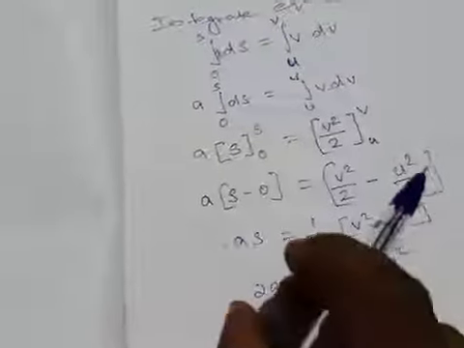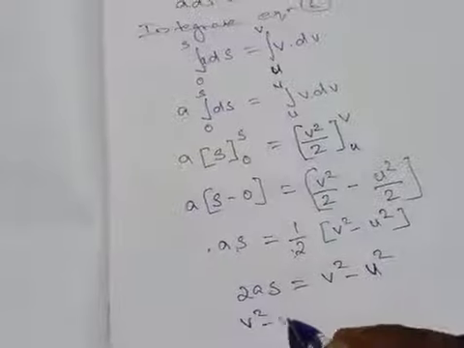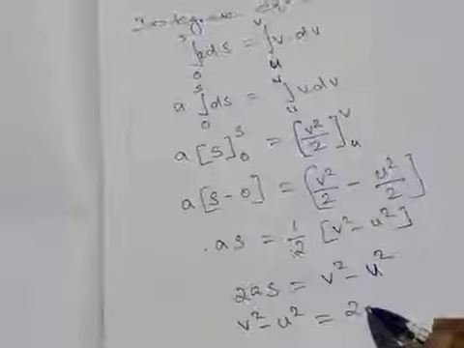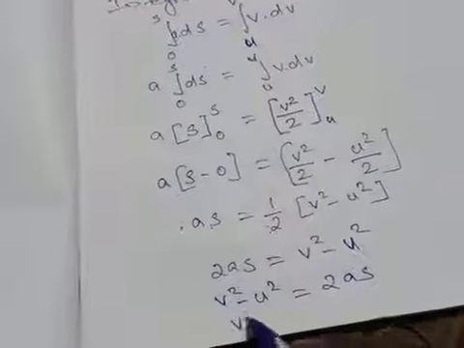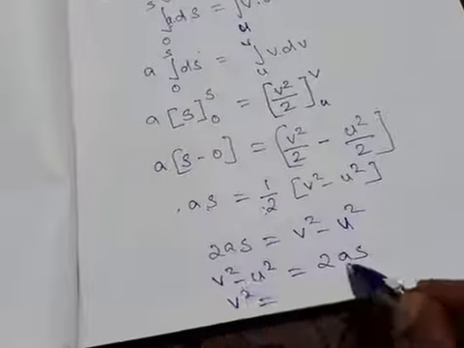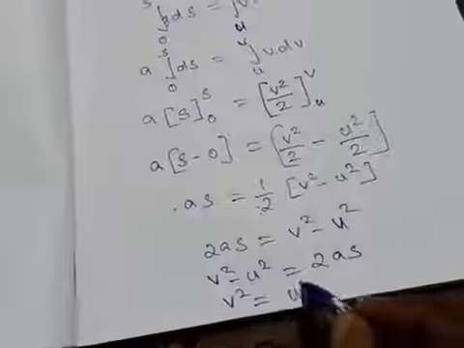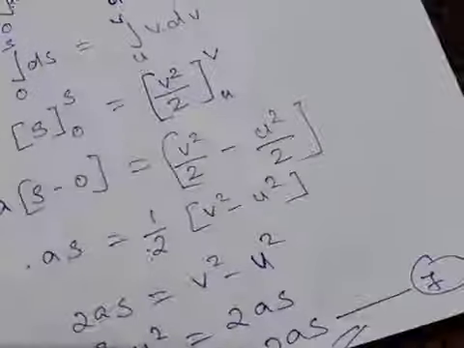Now take this on this side, 2as another side. So v square minus u square is equal to 2as. Now we need v square is equal to, take this minus u square this side. So plus u square. So u square plus 2as. This is equation 7. Now we got a third equation. Now we got 3 equations. V is equal to u plus at, s is equal to ut plus half at square. And the last equation we got is v square is equal to u square plus 2as.